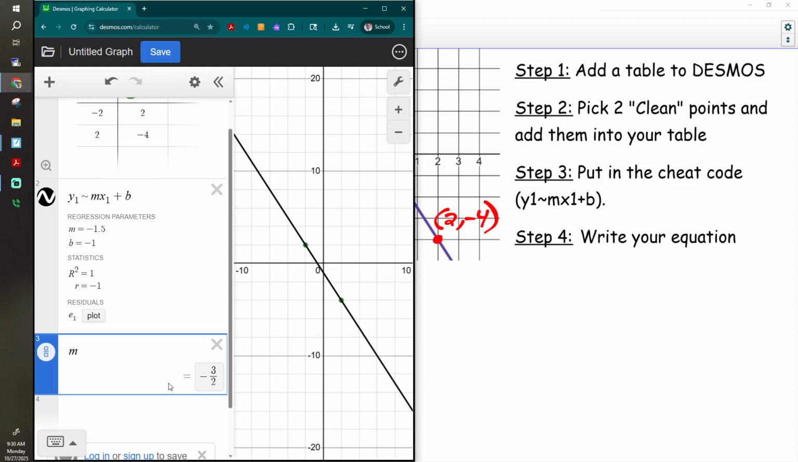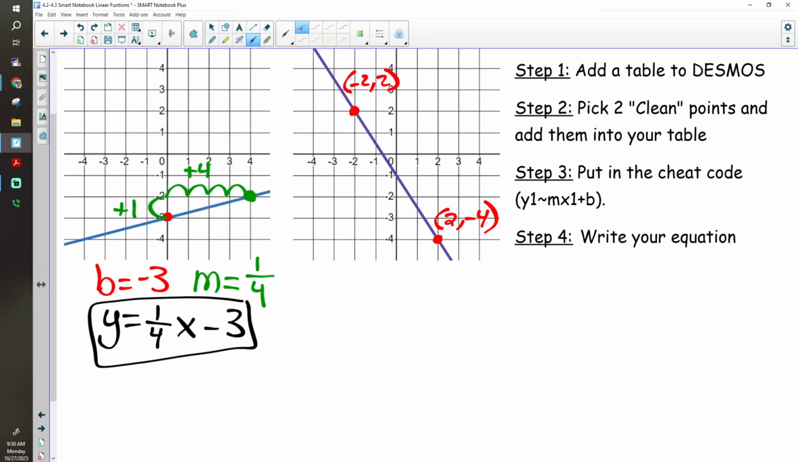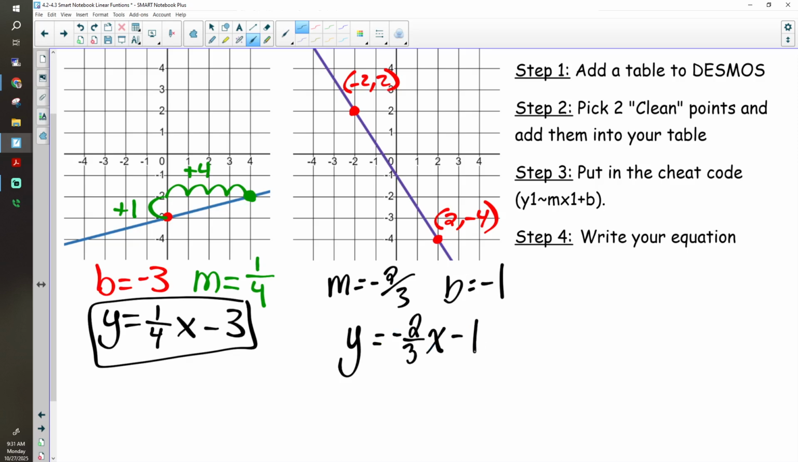So m is -3/2. B is -1. So what would my equation be? Y equals -3/2 x minus 1. Y equals mx plus b. That's the equation of the line.